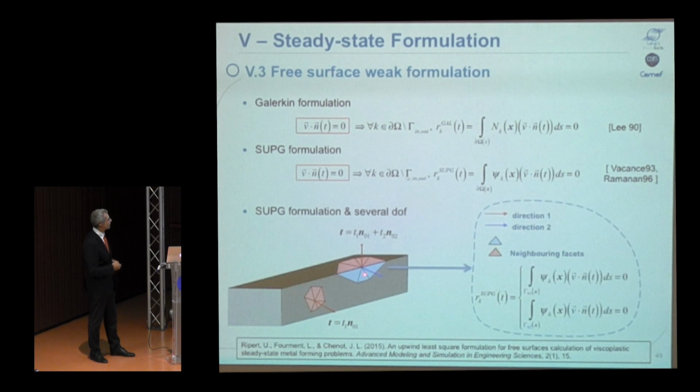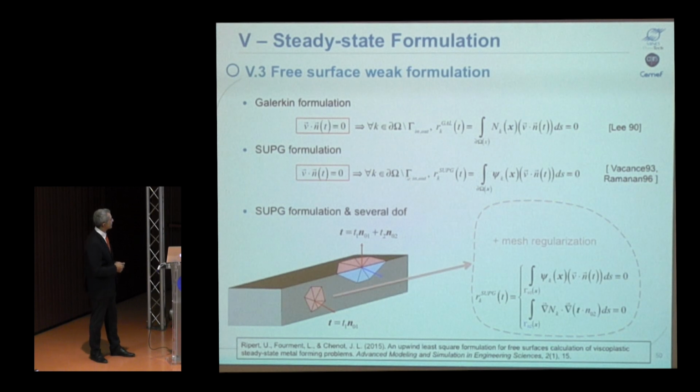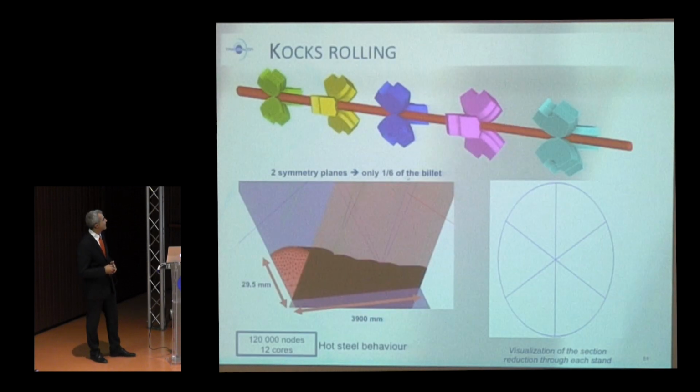And so for each normal, when we consider the SUPG function, we shall define the facets that are associated to that normal, and so we shall end up with 2 sets of equations with the SUPG formulation in order to have enough equations. For the free surface term, we also keep 2 degrees of freedom, and for the second degree of freedom, we introduce some regularization of the mesh term.